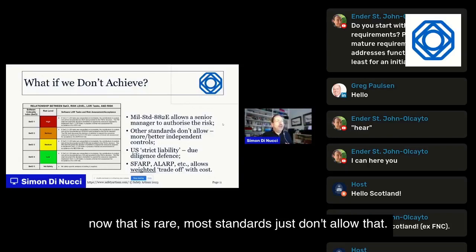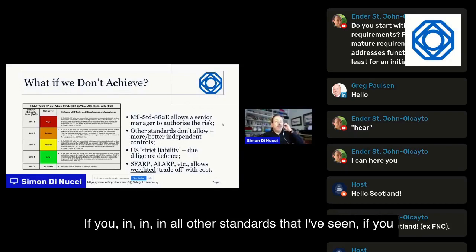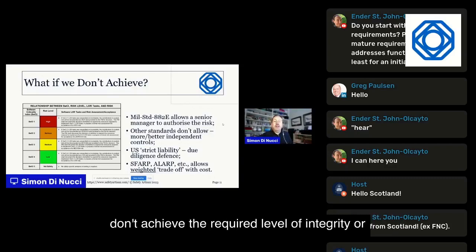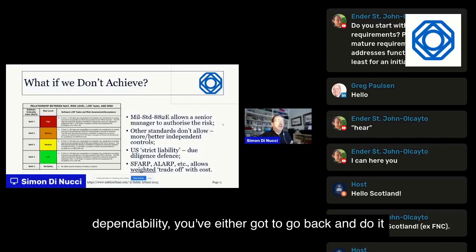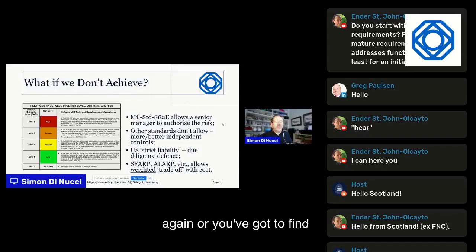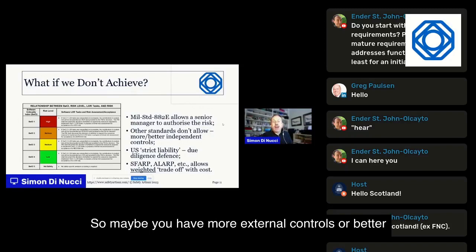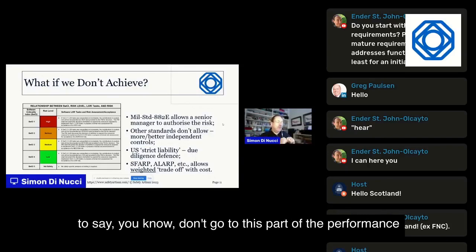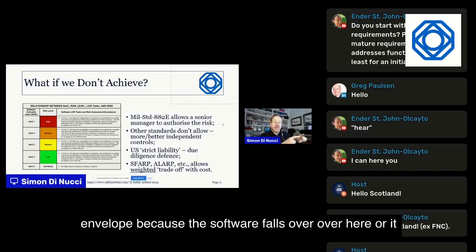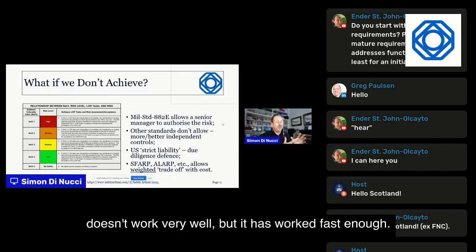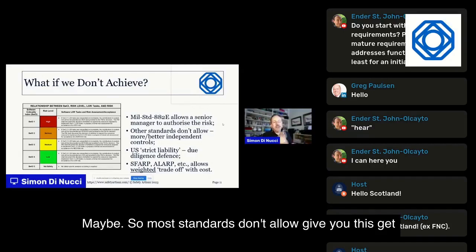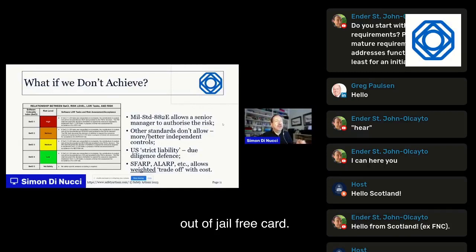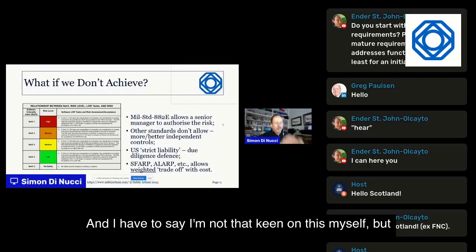Now, that is rare. Most standards just don't allow that. In all other standards that I've seen, if you don't achieve the required level of integrity or dependability, you've either got to go back and do it again, or you've got to find some other way of getting there. So maybe you have more external controls or better controls, or maybe you put operational limitations in place to say, don't go to this part of the performance envelope because the software falls over here, or it doesn't work very well, or it doesn't work fast enough maybe. So most standards don't give you this get out of jail free card. And I have to say, I'm not that keen on this myself, but there it is.